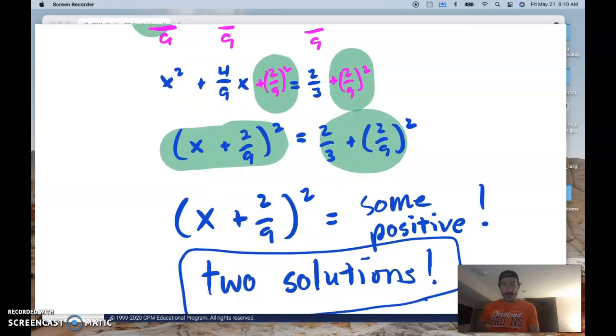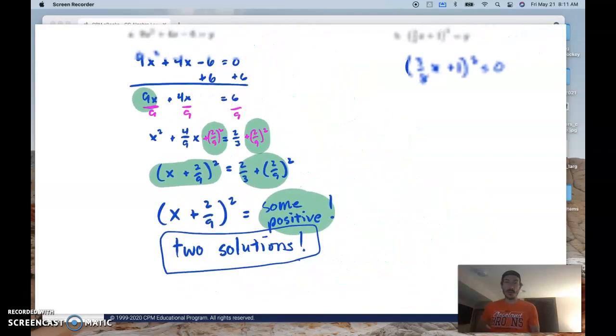Now, believe it or not, that's all the further I needed to take this, because I recognize that that's going to be a positive value. Really, who cares what it is? I've got that quantity isolated on the left. I've got a positive value on the right. That tells me everything I need to know about this problem. I'm going to have two solutions.